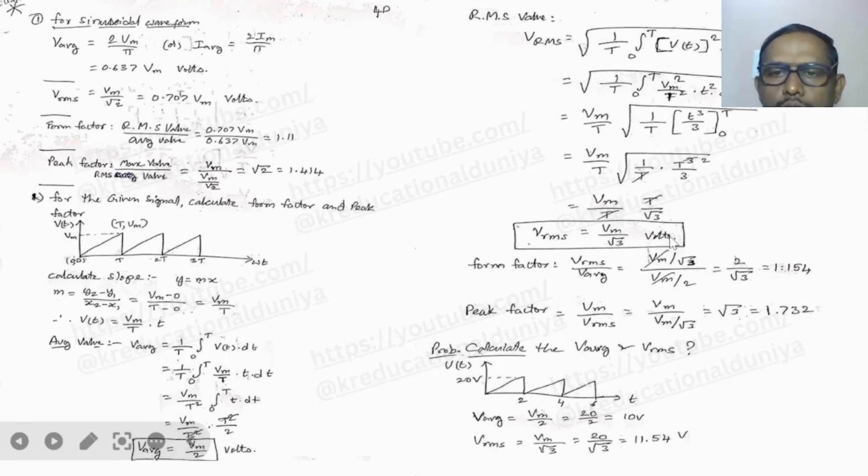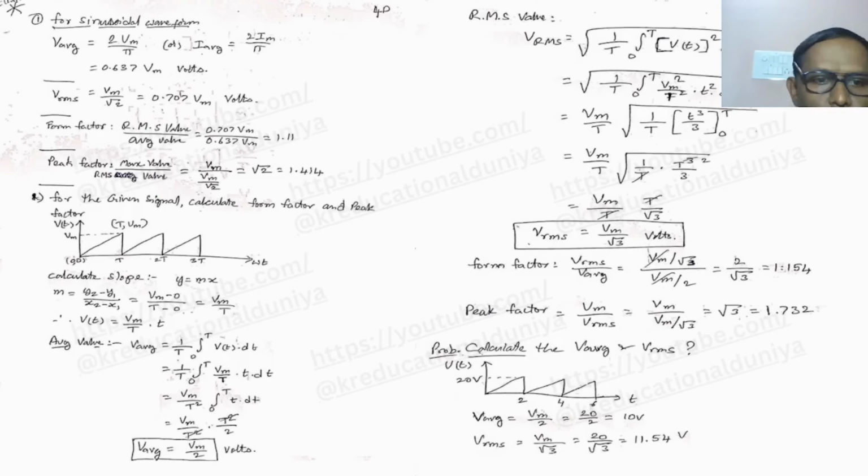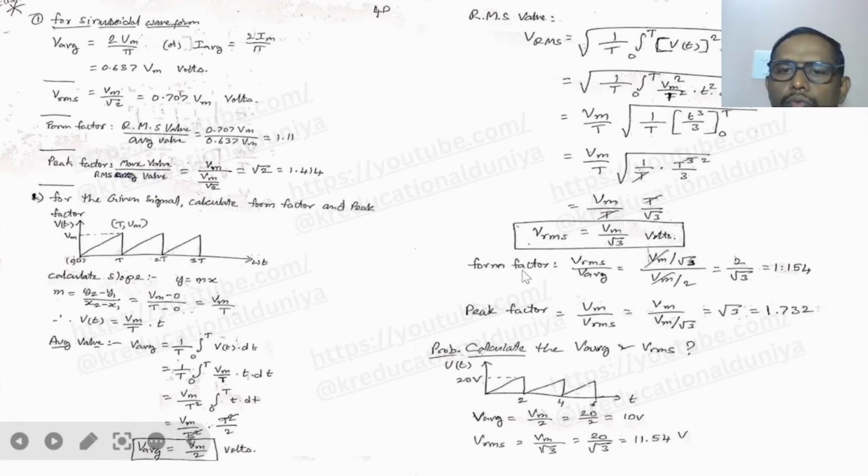So Vm by root 3 volts. Here we got V average, we got Vrms value, right? After that, the form factor formula is RMS value by average value. So Vrms by V average. So Vm by root 3 by Vm by 2. Vm will get cancelled and 2 by root 3. This will become reversed because by 2 is there. This 2 will become reversed and by 3 is there. So 2 by root 3, that equals 1.154.